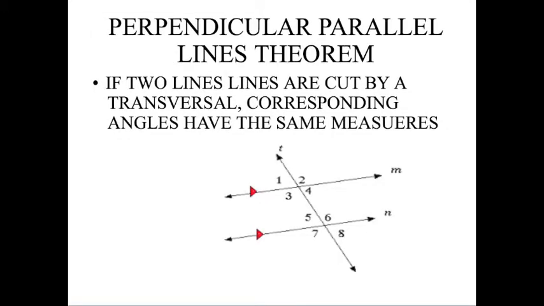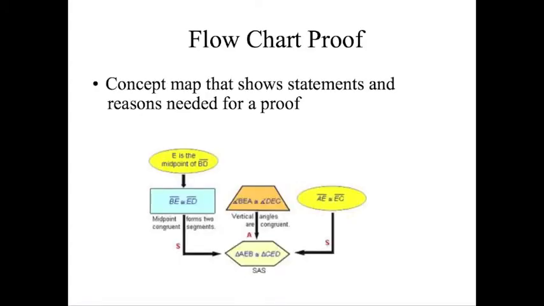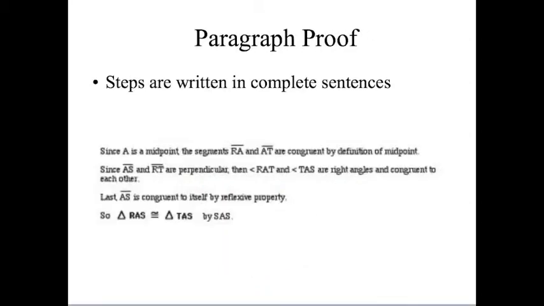Perpendicular parallel line theorem states that if two lines are cut by a transversal, corresponding angles may have the same measures. There are 3 methods of proving. The flowchart proof is basically a concept map that shows the statements and reasons needed for a proof. Second is the paragraph proof, which is basically written in complete sentences.